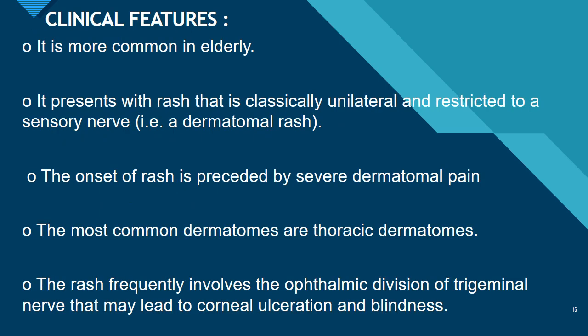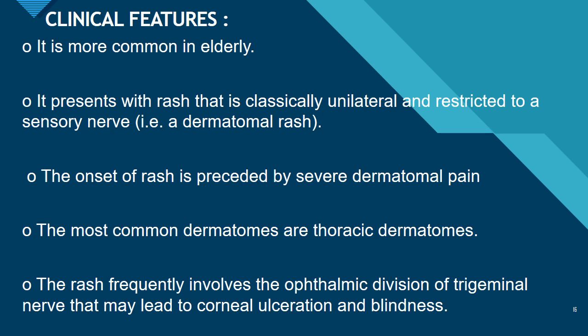It is more common in elderly and it presents with a rash that is classically unilateral. This point is important, that the rash is unilateral and it is distributed to the dermatomal region. The onset of rash is preceded by severe dermatomal pain. It means the patient will complain of extreme burning discomfort in the affected dermatome, and after 3 to 4 days of this pain, discrete vesicles may appear and there will be a period of brief viremia.